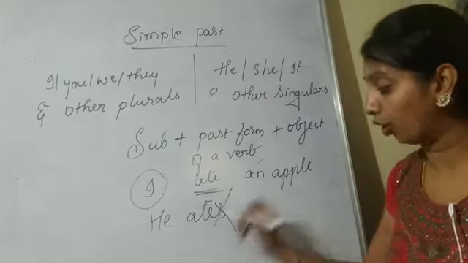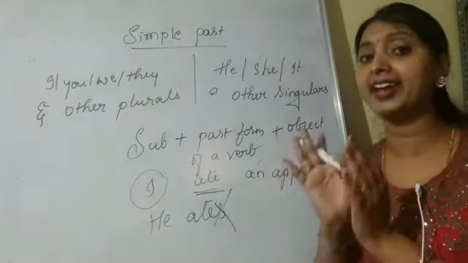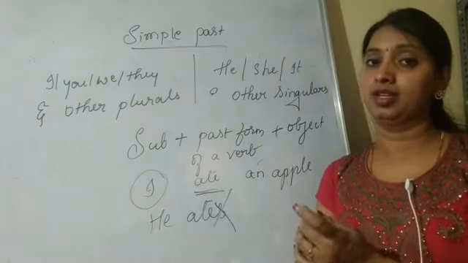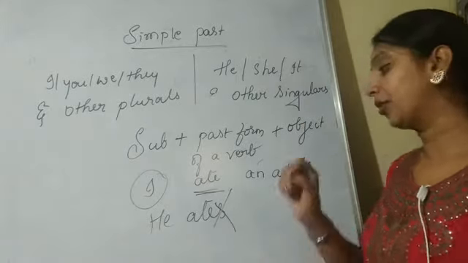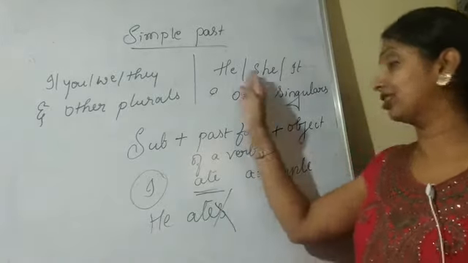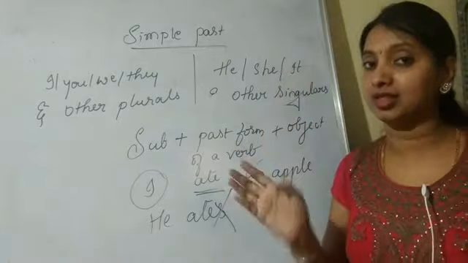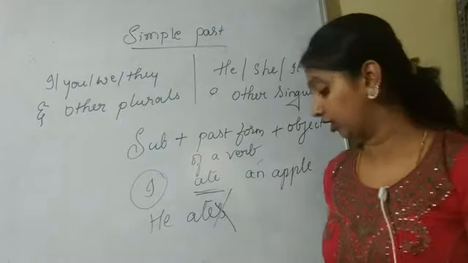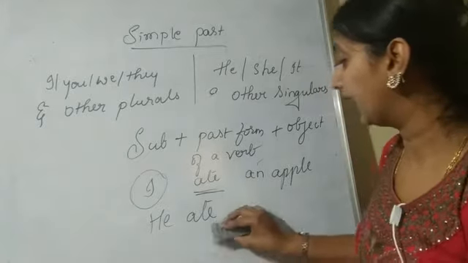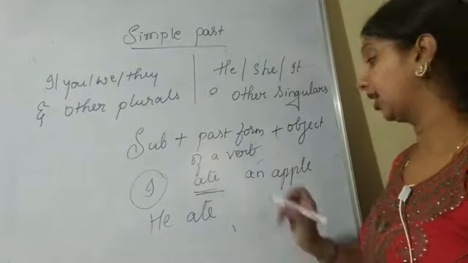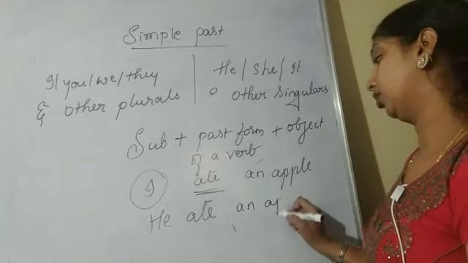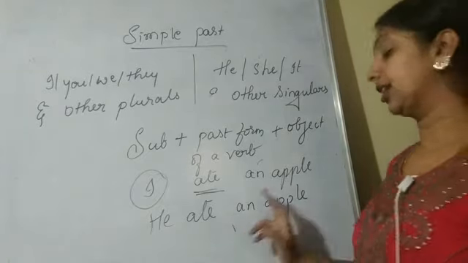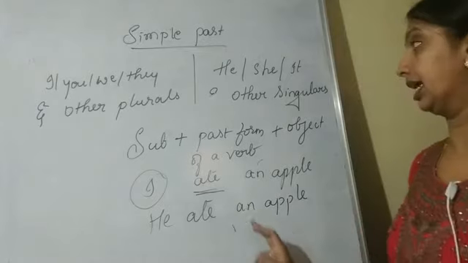ate an apple. No. We should not add s here in simple past tense. Don't get confused. In simple present tense, we have to add s to the verb if it is a singular. But in the past tense, we don't add s for any words. So, he ate an apple is wrong. He ate an apple is the correct one. So, it is easy. He ate an apple. She ate an apple. It ate an apple.